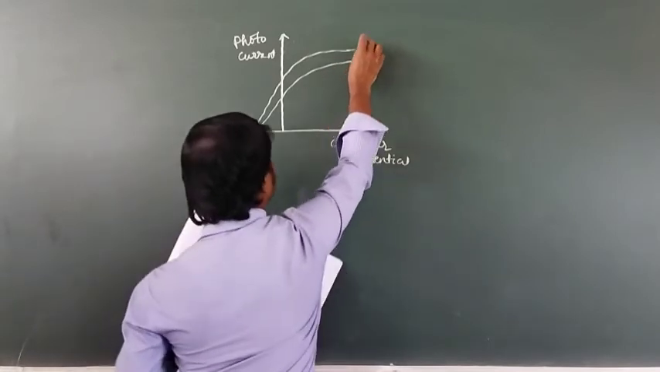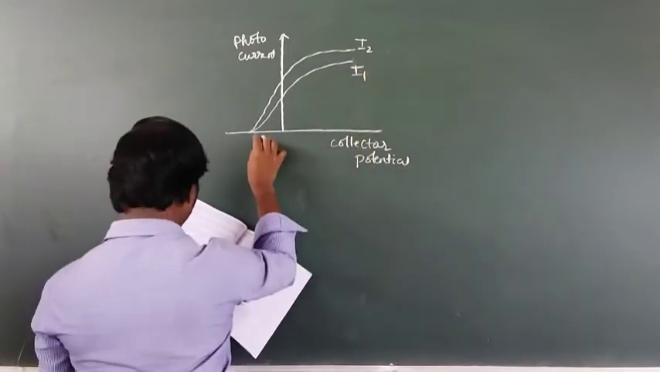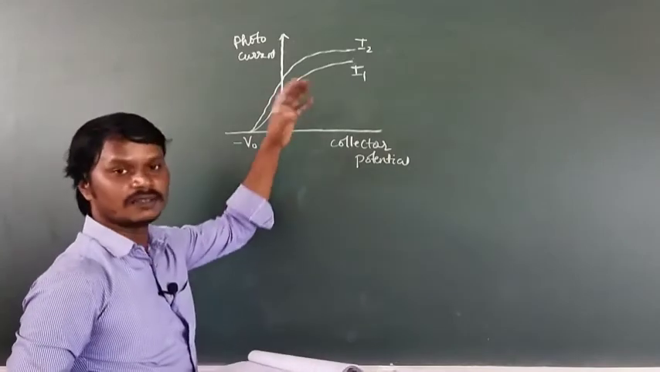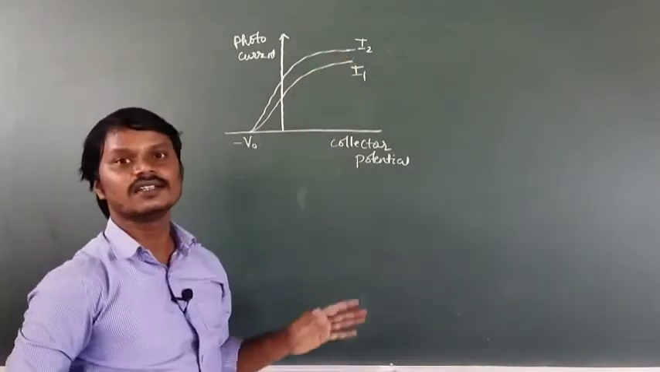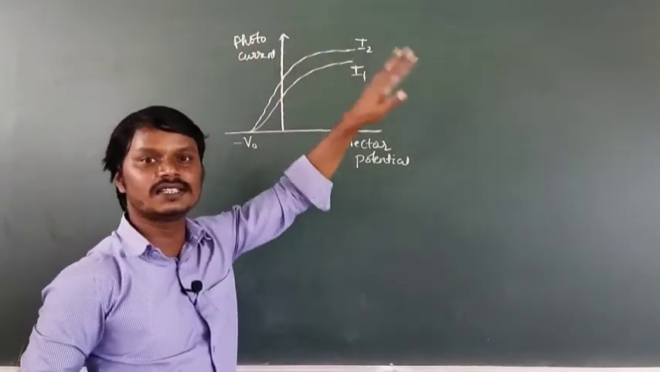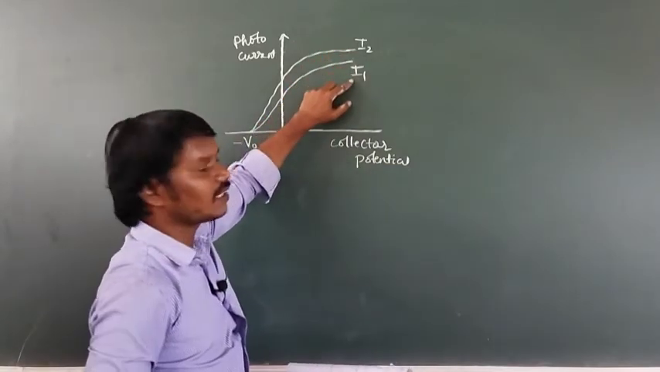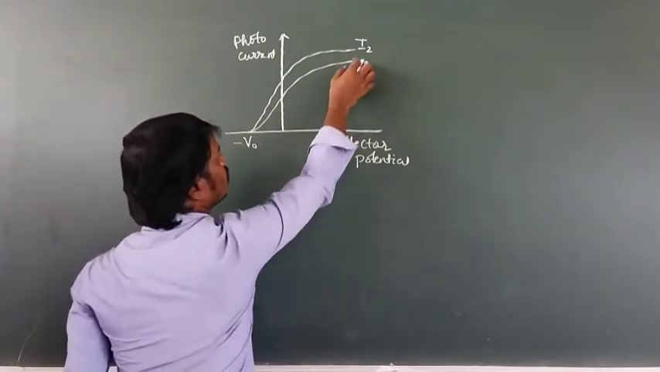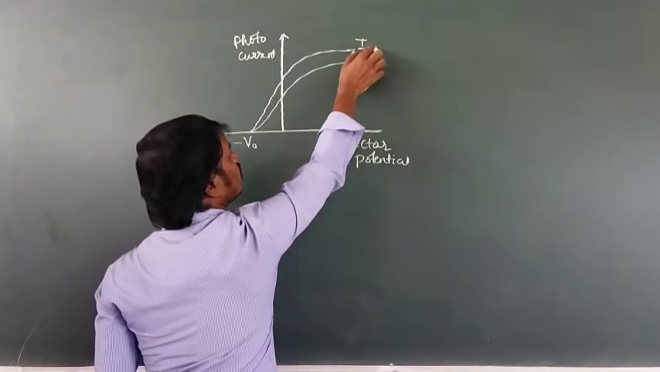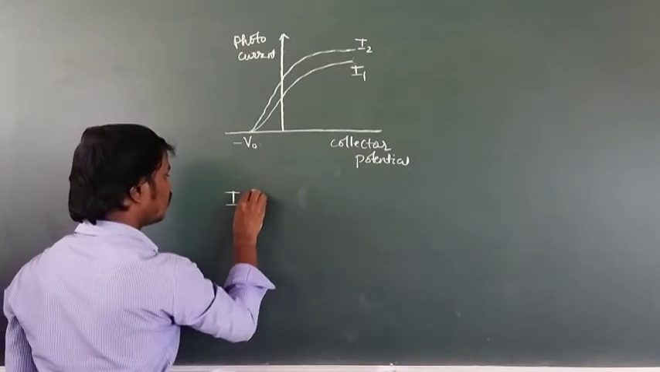So this current is for the intensity I2 and this current is for the intensity I1, and this is the stopping potential, that is minus V0. Then what we have to find in the given question is the relation between I1 and I2. See here, the photocurrent depends on intensity. If intensity is maximum, then current is maximum. Okay, means I2 is greater than I1, because for I2 current is maximum but for I1 current is minimum. Hence the intensity I2 is greater than I1.